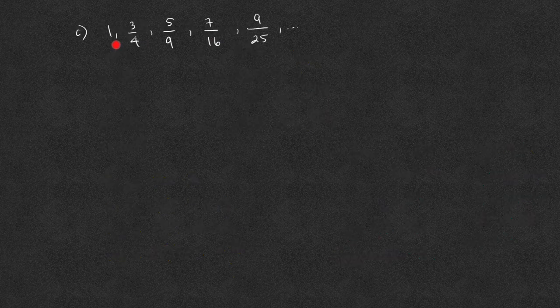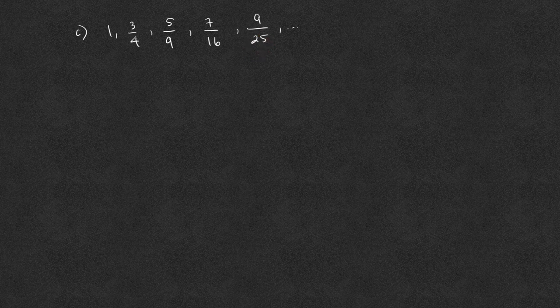Lastly, the sequence 1, 3/4, 5/9, 7/16, 9/25. Sometimes we would need to stop and observe any apparent pattern. Observe that in the denominator we have 4, 9, 16, 25. These are the perfect squares. 2 squared is 4, 3 squared is 9, 4 squared is 16, and 5 squared is 25.